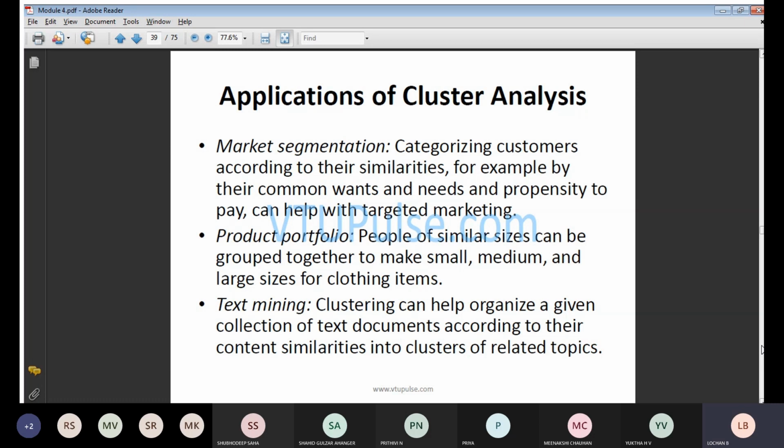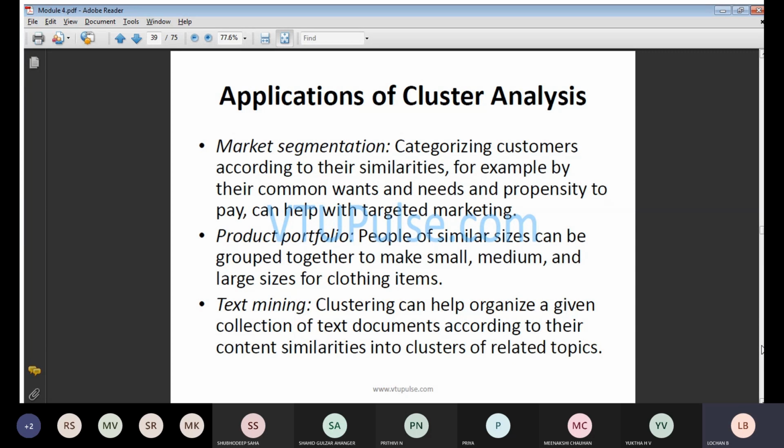Product portfolio. People of similar size can be grouped together to make small, medium and large sizes of a clothing item. So we will be having various sizes here, like the t-shirt, you will be having small, medium, large sizes. In this particular case also we will be grouping with respect to the data, how we are going to perform the operation. For example, one team I'm going to make the requirement team, one more the design team, one more the development team, one more the testing team, and one more for other things. So that particular team will be concentrating the work on that particular case.